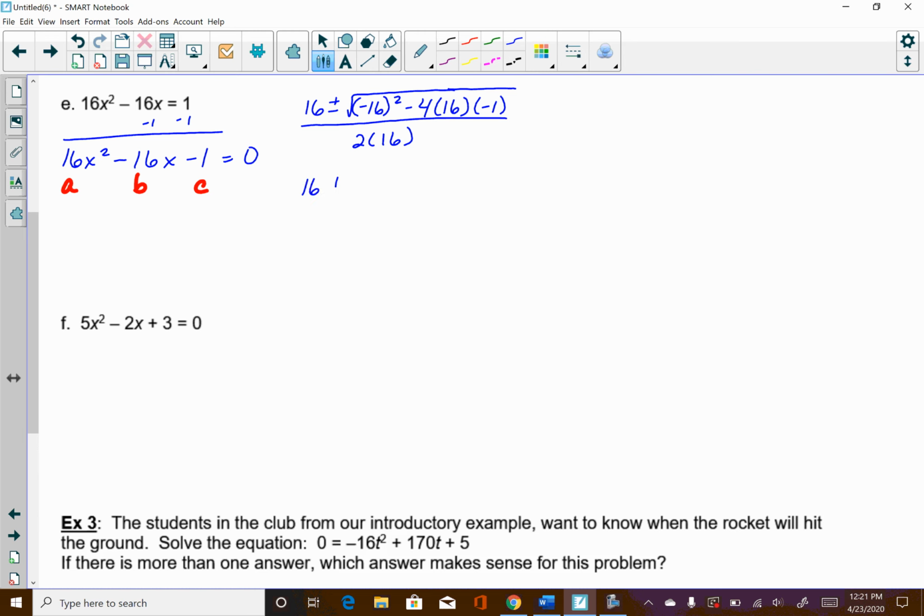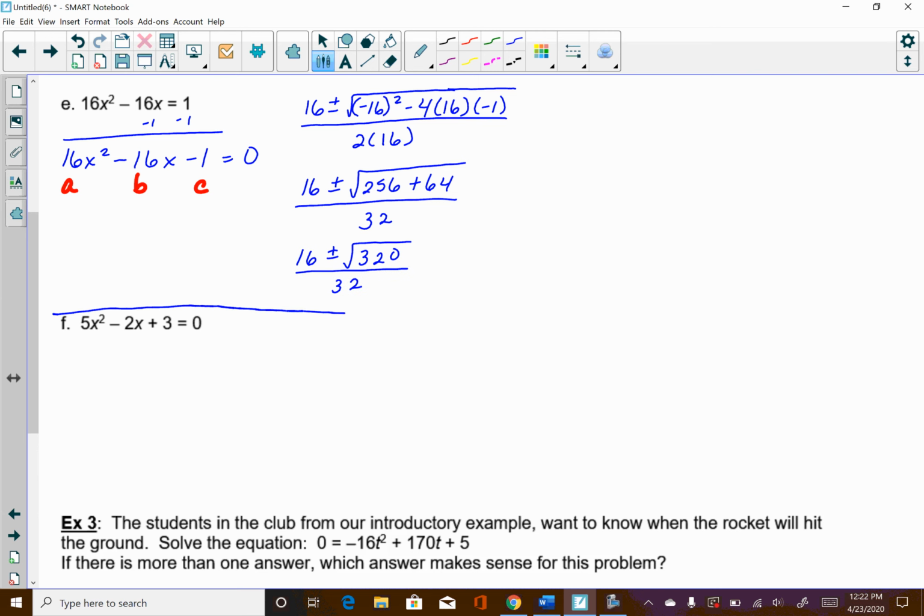So then that gives me 16 plus or minus the square root. -16 squared will give you 256. And then back here, -4 times 16 will give you -64, times -1 will give me a +64, all divided by 32 on the bottom. 16 plus or minus then the square root of adding those two together, you get 320, all divided by 32. Draw myself a line here to keep me.